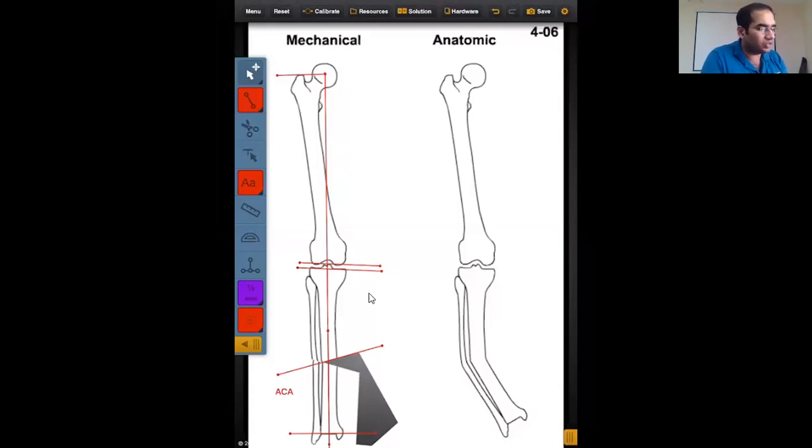And I'm sure you have also read a rule that for 1 degree of correction, you need to remove or add 1 millimeter of bone. This is not a real method. This does not happen. How are you going to plan?